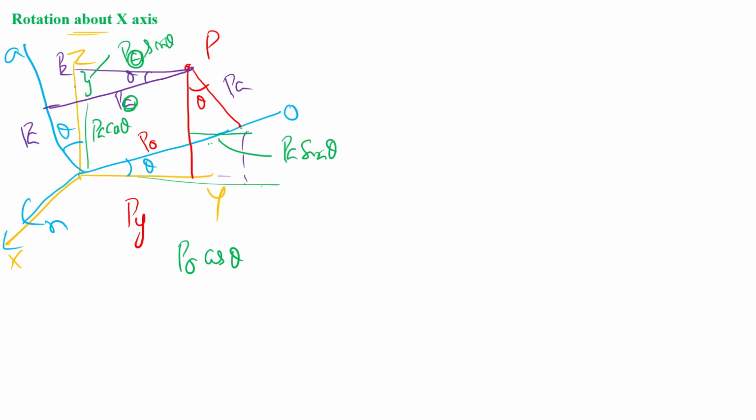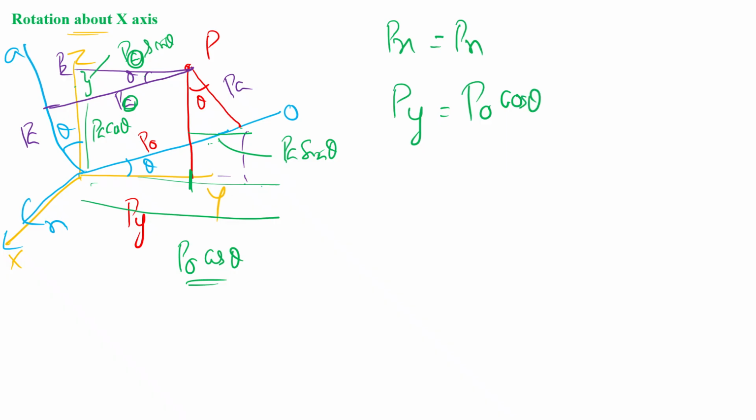Now let's do that. In the x-axis, the projection is Px. In the n axis, the projection is Pn, because both are the same. Now I'm going to derive Py. The point is projecting over here, but we have the entire line which is Po cos theta. From this, I have to subtract this part, which is Pa sin theta. So minus Pa sin theta. This is my Py.